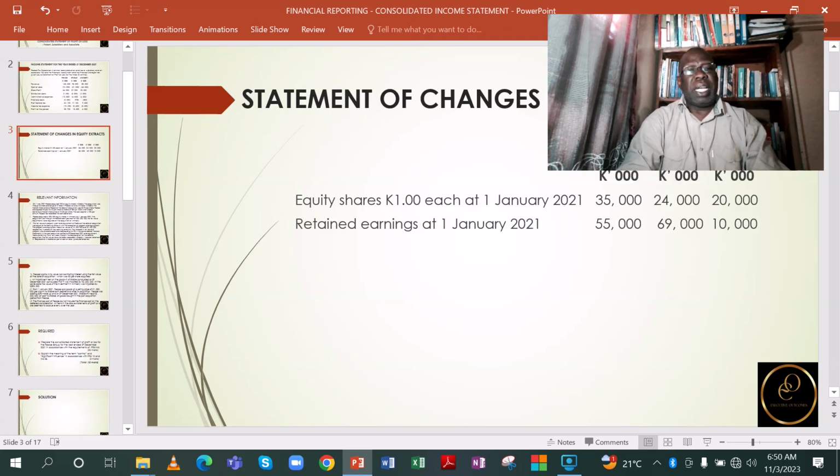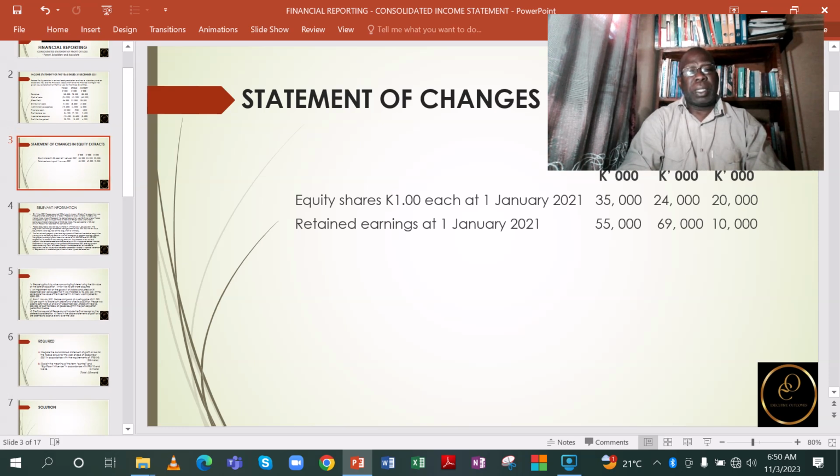Okay. Here we are given retained earnings on 1st January. For Peace, there was 55 million. For Amnesty, there was 10 million. For Stable, the subsidiary, there was 69 million. Now this is on 1st January, but the acquisition took place on 1st May. So meaning after 1st January, we ran with it for 4 months before Stable was acquired.